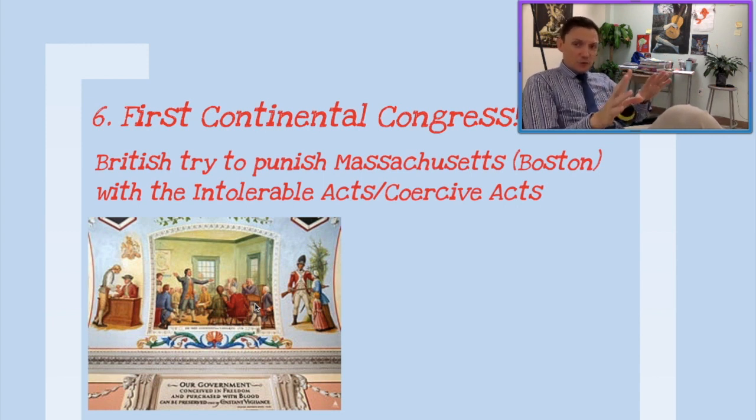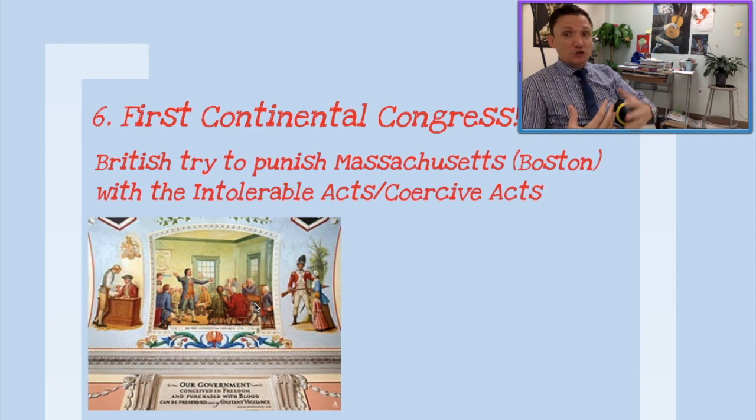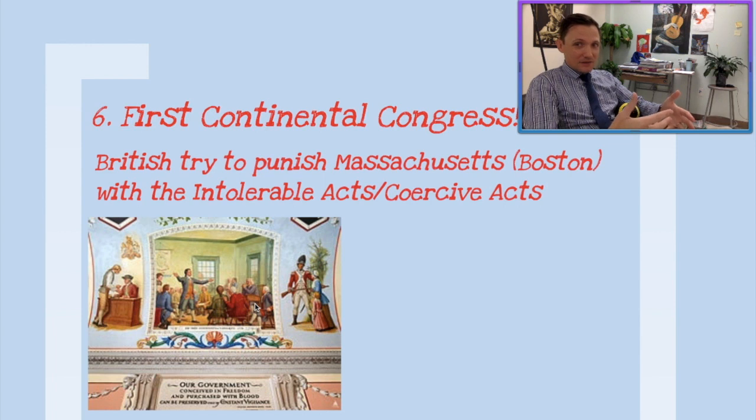So let's talk about these two words real quick. Intolerable means that you can't tolerate it, that it's messed up and it's awful. Coercive means you're trying to convince somebody to do something. You understand what I'm saying? So the Intolerable Acts are ridiculous. All right, so they're absolutely insane.